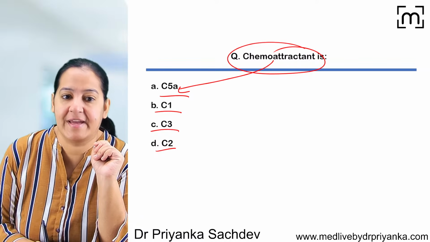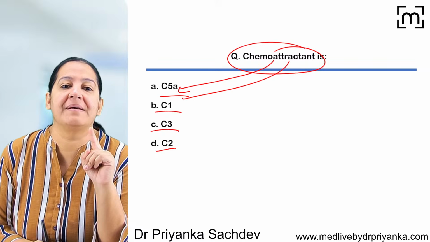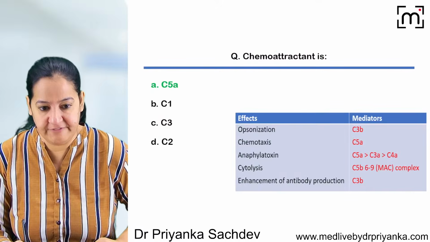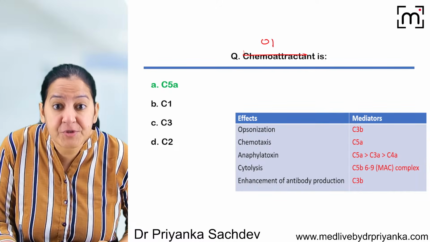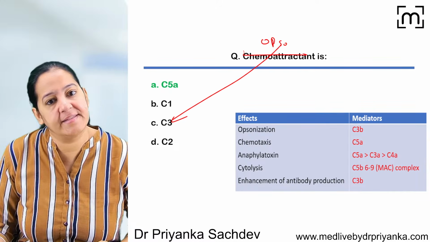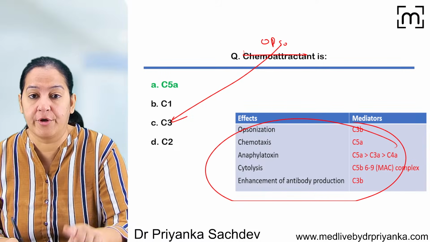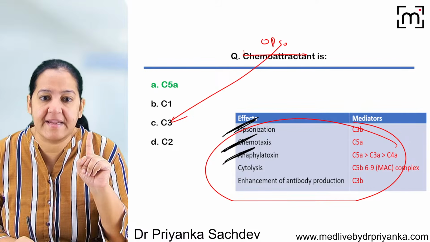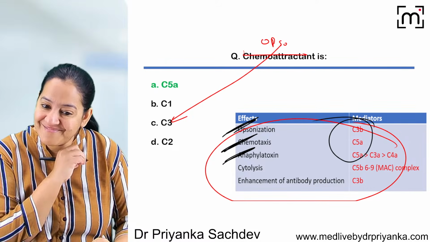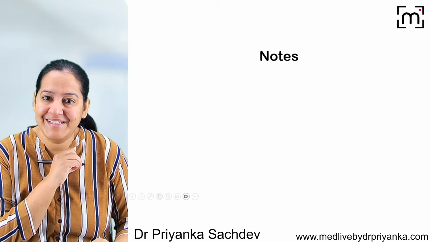Chemoattraction is done by C5A. Anaphylactoxin is also done by C5A. So the correct answer is C5A. But if I change the question to opsonization, it is C3B. In that case, the answer will become C3B. So you have to learn the functions, especially the first 3 functions I told you. Learn opsonization, chemotaxis and anaphylactoxis. You get questions on these. Got it? Say yes.